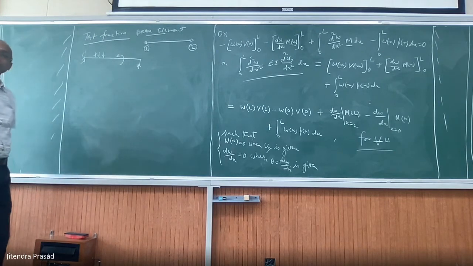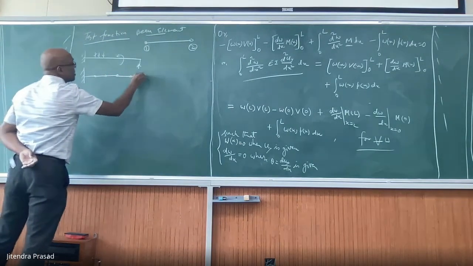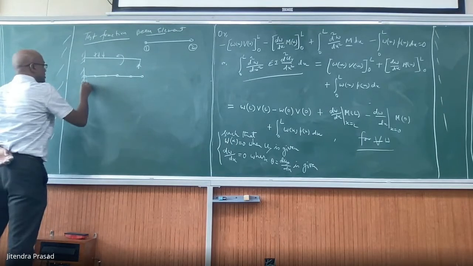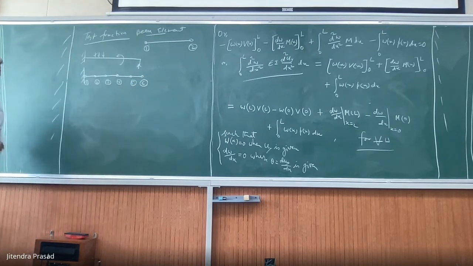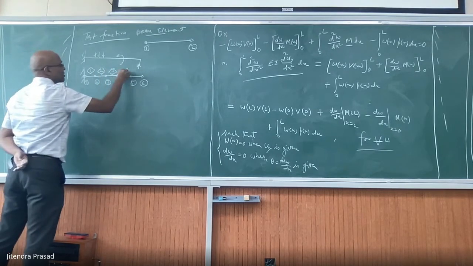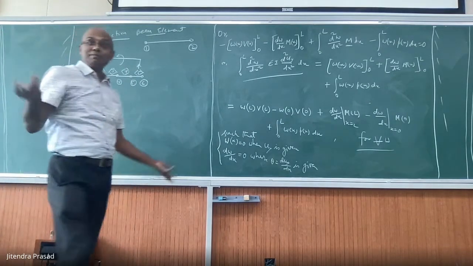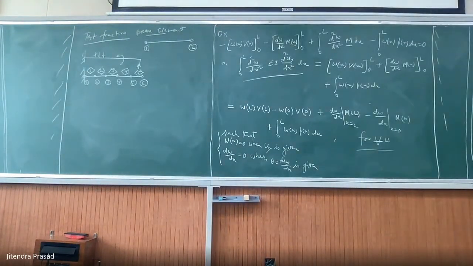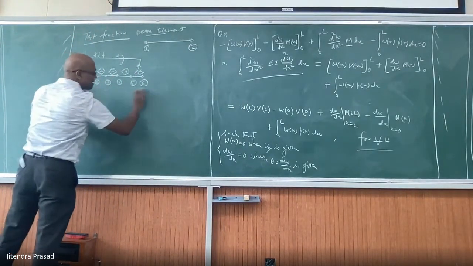How will you solve it? You will first divide it into a number of elements. You will give node numbers 1, 2, 3, 4, 5, 6, and so on, and element numbers 1, 2, 3, 4, 5, and then you will assemble it the way you have been doing. In assembling the degrees of freedom, you have to look that the same degree of freedom goes to one place. So this is the global node numbering.